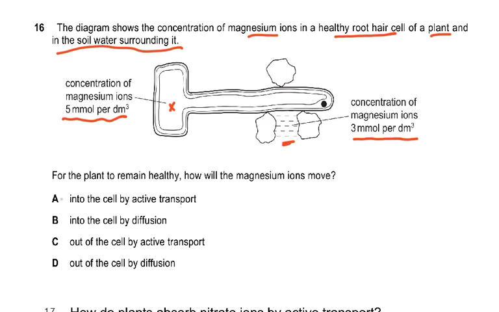For the plant to remain healthy, how will the magnesium ions move into the cell by active transport? Yes, that's the answer. Into the cell by diffusion? No, it can't go from low to high. Diffusion is high to low.